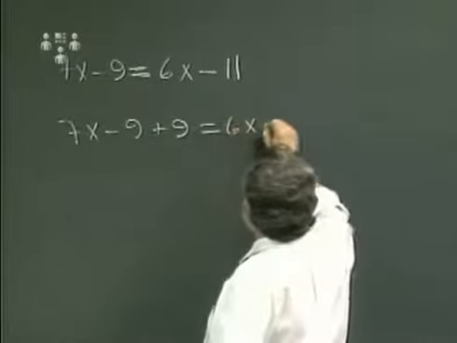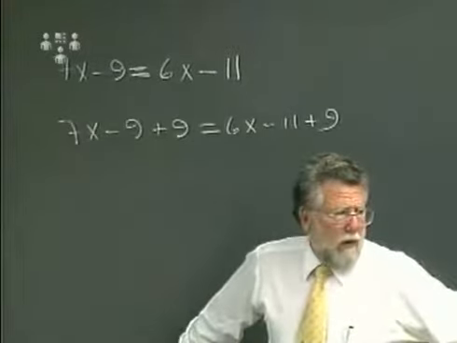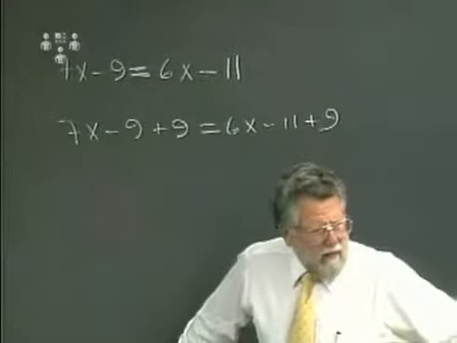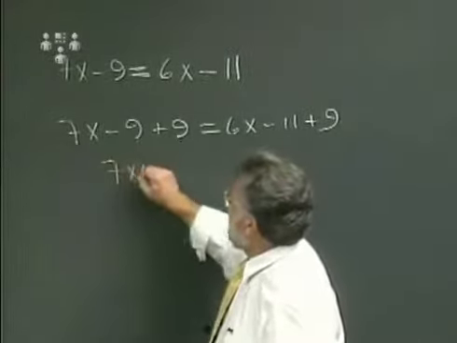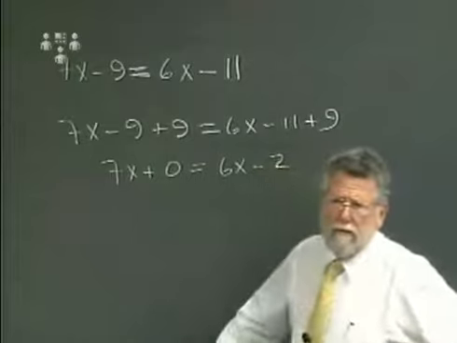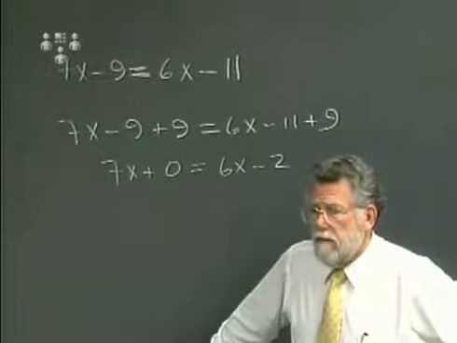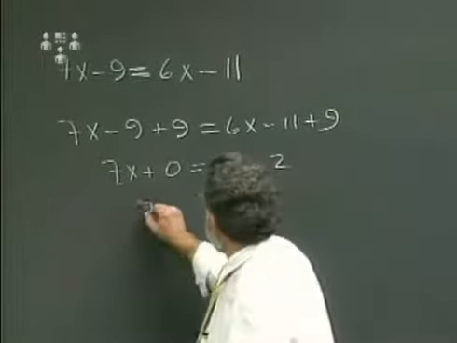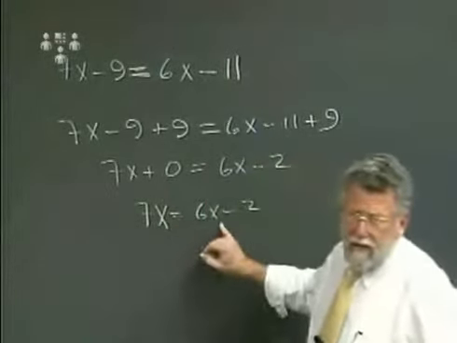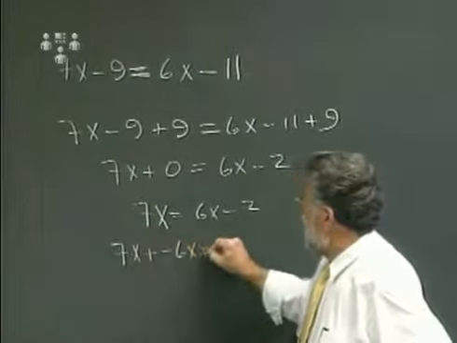I like this better. If you aren't going to do it in your head and you want to write it out, this is adding the same thing to both sides. And right now, maybe for a few problems, not a bad idea to say 7x plus 0 equals 6x minus 2. And of course, when you add 0, you get what? What you started with. So this is 7x equals 6x minus 2. And now I didn't want the x on the right side, so I will do what? Add its inverse to both sides.